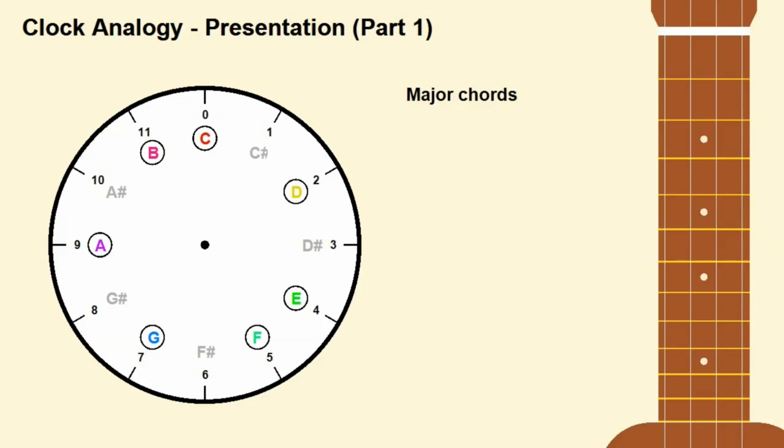Apart from these major and minor chords, there is a very wide variety of chords, so we will dedicate several videos to their study. However, since the purpose of this video is limited to show how the analogy of the clock can be very useful in musical studies, we will deal here only with major chords.